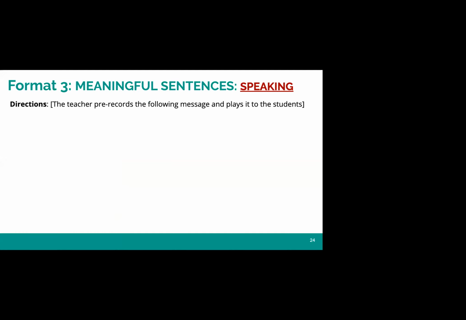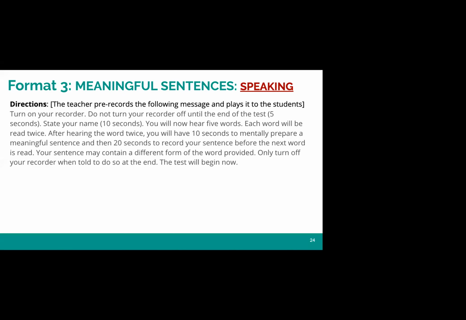that you ask your students to get their cell phones and record spoken sentences on their mobile phones. But before you ask them to do that, you have to give them directions. So that's one way to give directions to your students. You will pre-record a speech and play that pre-recorded speech in the classroom. You can say something like, turn on your recorder, do not turn your recorder off until the end of the test. You give them 5 seconds, state your name.